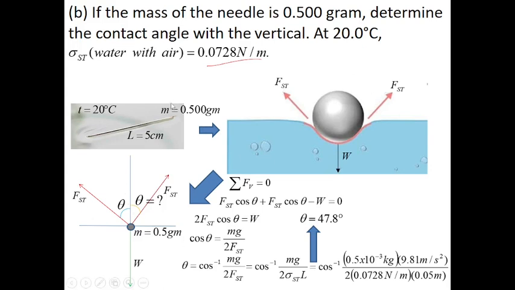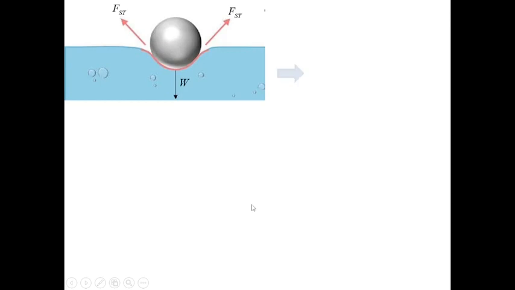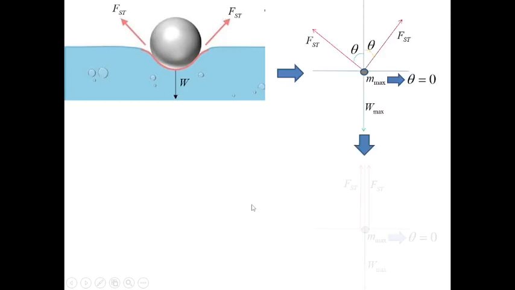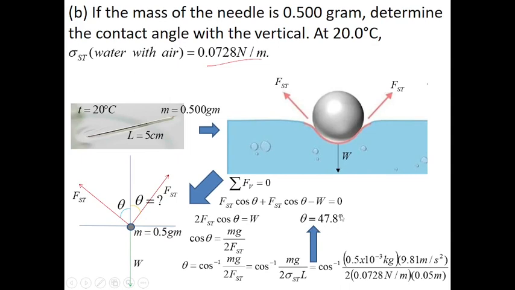When the needle has a mass of 0.5 gram, earlier, at 0.742 gram, the angle is 0. But if it is only 0.5 gram, the angle is almost 48 degrees, or 47.8 degrees. Okay? So that's it.